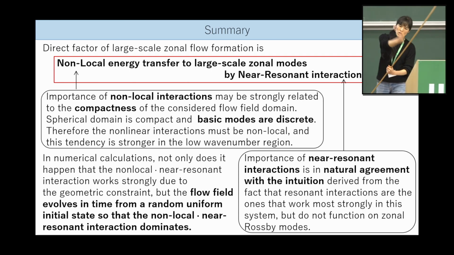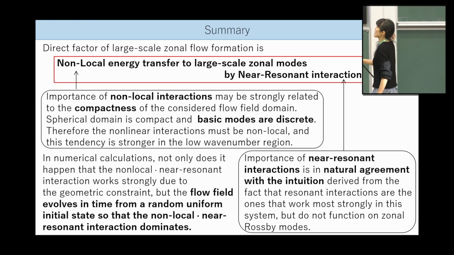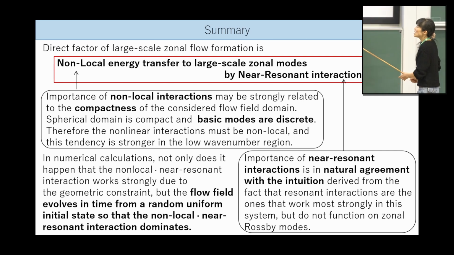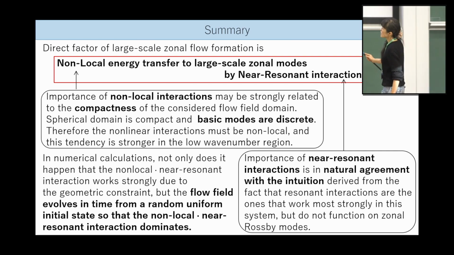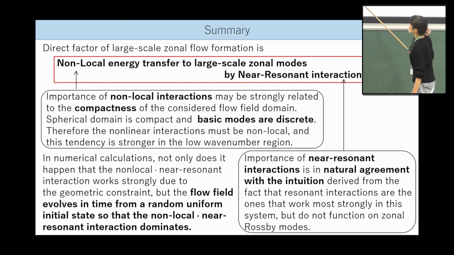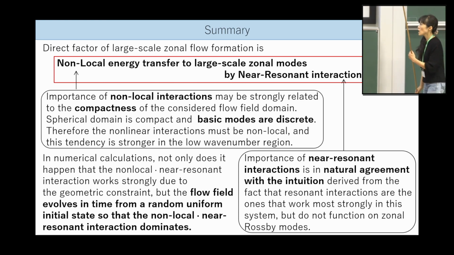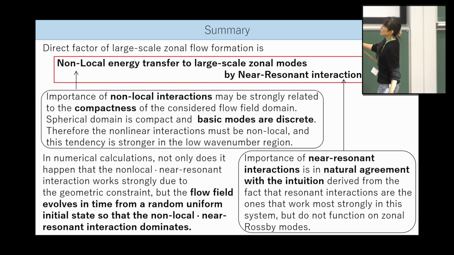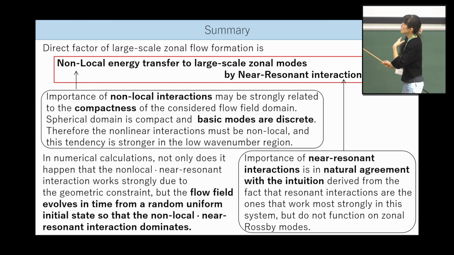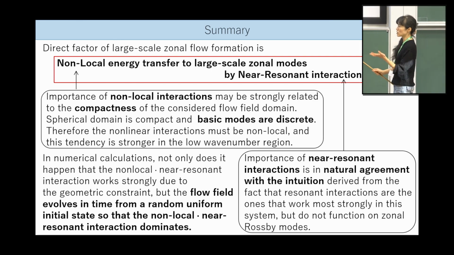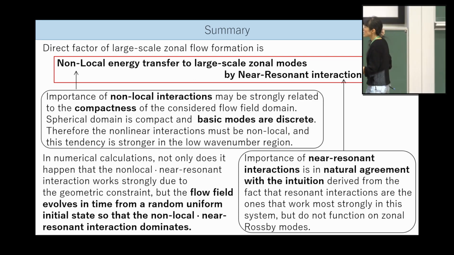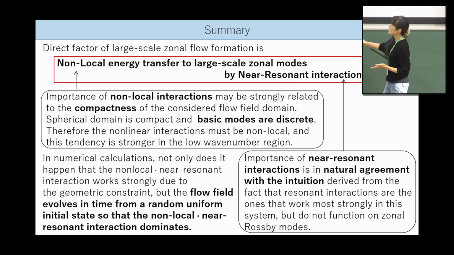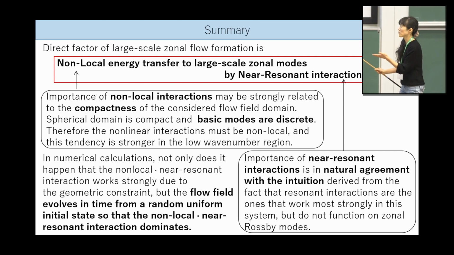That's why we have a very big gap between wave B and C and A, and we have non-local interactions. So in numerical simulations, of course, it happens that non-local near-resonant interactions work strongly due to these geometric constraints. But it also happens that the flow field evolves in time from a random and uniform initial condition to form a state where the non-local and near-resonant interaction dominates at the same time.